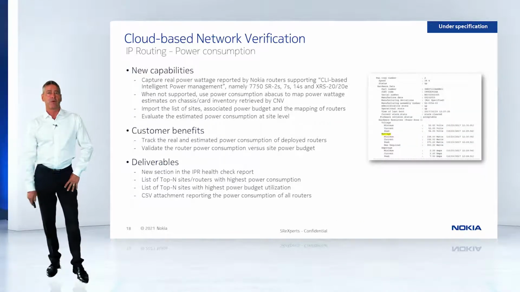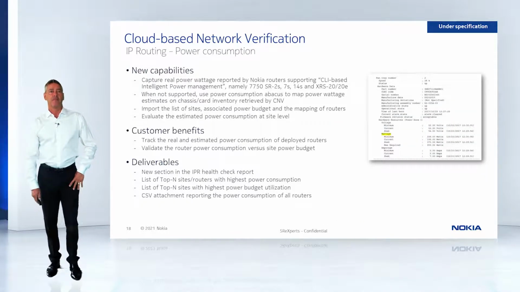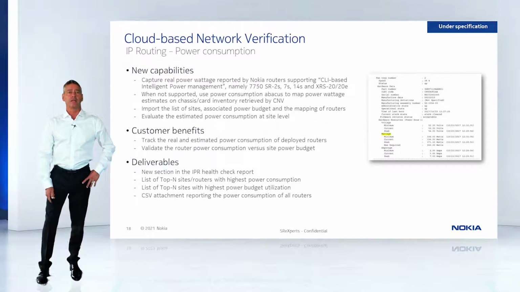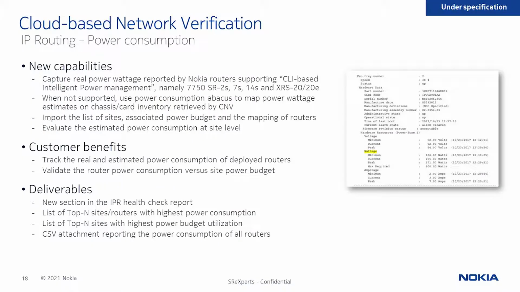The next one is the power consumption one. So the benefit there is they'll track the real and estimate power consumption of the deployed routers, validate the router power consumption versus the site power budget. So basically you input this information into the portal and then it goes and runs these reports.